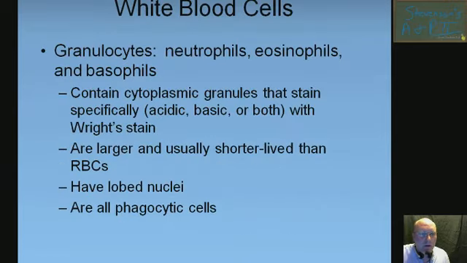Okay, the granulocytes include the neutrophils, the eosinophils, and the basophils. They contain cytoplasmic granules that can stain specifically either acidic, basic, or both with Wright stain. Okay, and they are large and usually shorter lived than red blood cells, and they have lobed nuclei and are all phagocytic cells. In other words, they eat other cells.